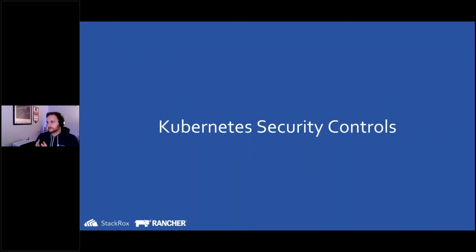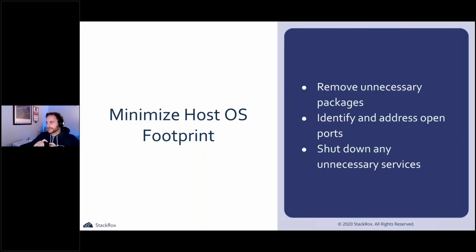Getting into security controls. Just to start, I want to talk about the different parts of Kubernetes that we can secure and how we can do that with these tools. Starting at that base level, minimizing the host OS footprint. That means removing unnecessary packages, identifying open ports, and shutting down any unnecessary services. Luckily, RancherOS helps with this. It's built for Docker, a minimalized OS for a container runtime like Docker. So look for setting that up. Obviously, Rancher works with any sort of Docker environment, since it does manage Kubernetes as a container.